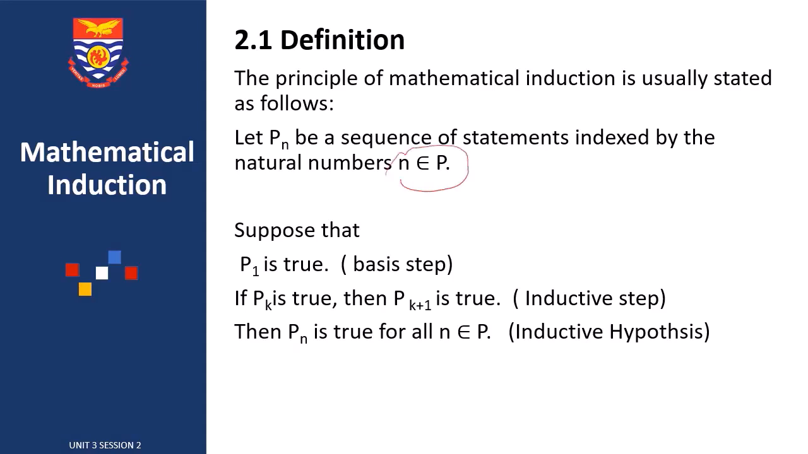First, suppose that P(1) is true. That's the first step, and we call it the basis step. Now, the next one is, if P(k) is true, then P(k+1) is also true. Then we call this the inductive step. Once we establish that P(k) is true, then P(k+1) must also be true. So once these two conditions are satisfied, then P(n) is true for all natural numbers n. In some instances, we say inductive hypothesis.